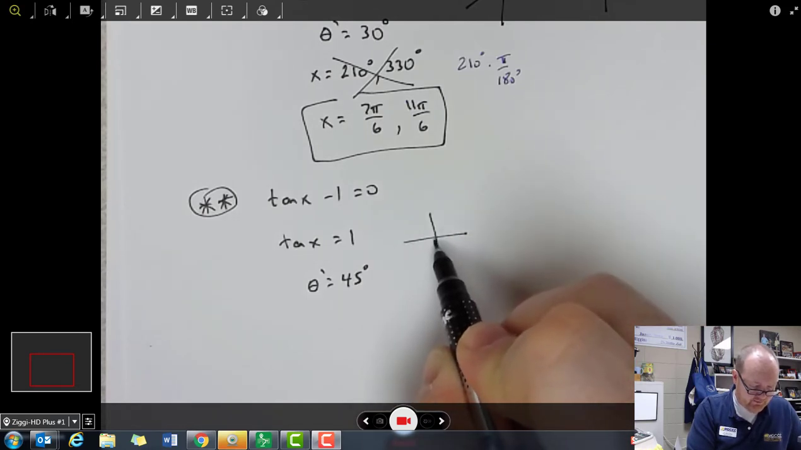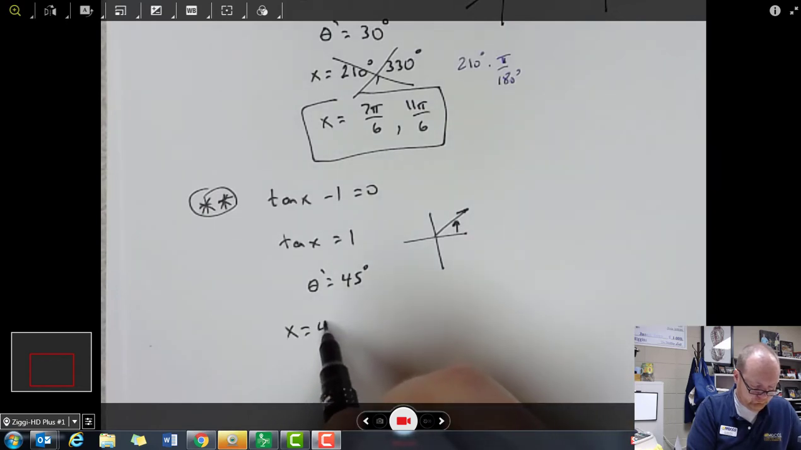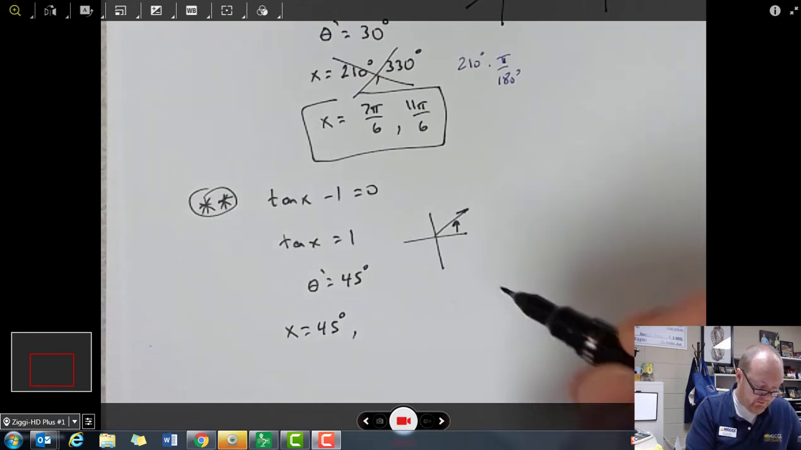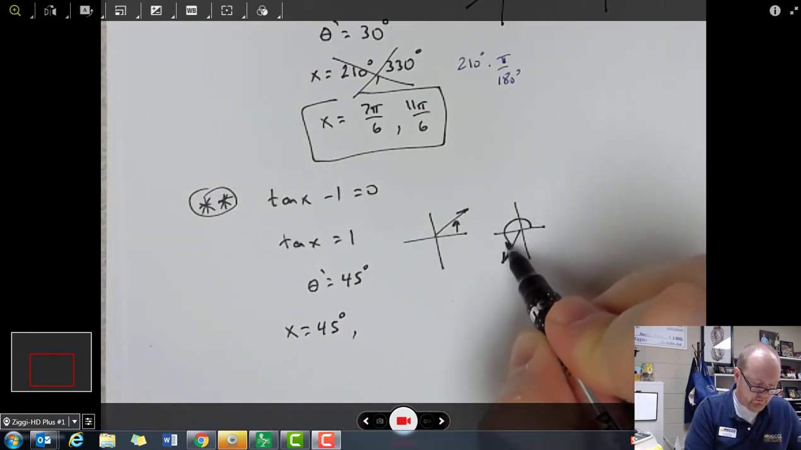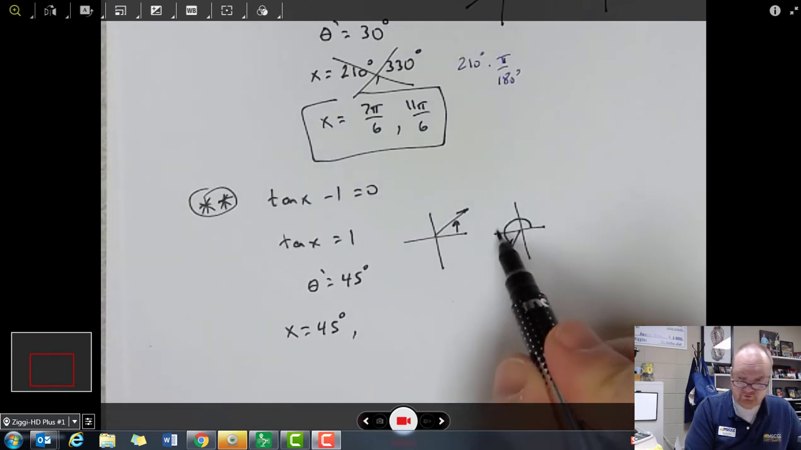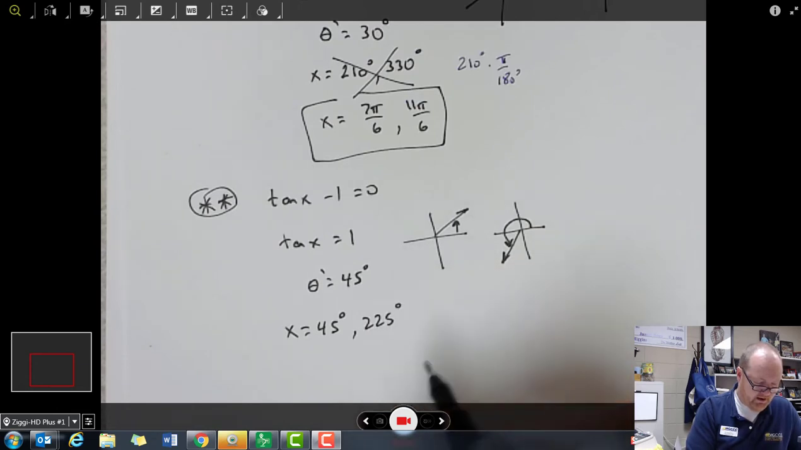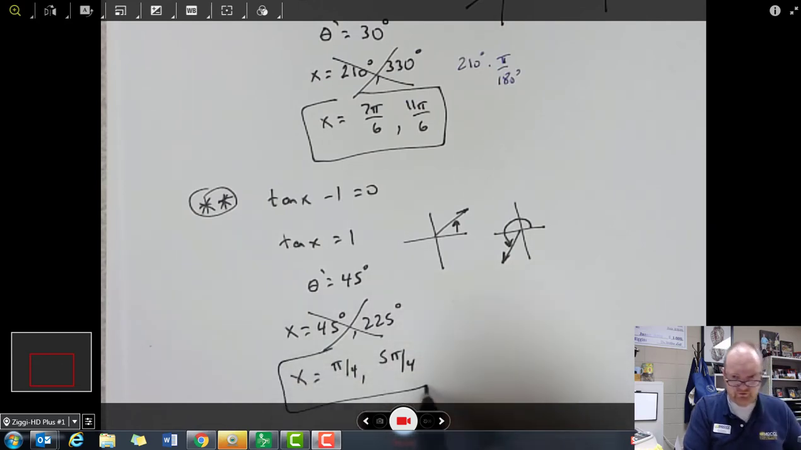So tangent is positive in quadrant 1, which is the reference angle. It's also positive in quadrant 3. So 180 plus 45 more would be 225. Again, in radians, pi over 4 and 5 pi over 4 for those solutions.